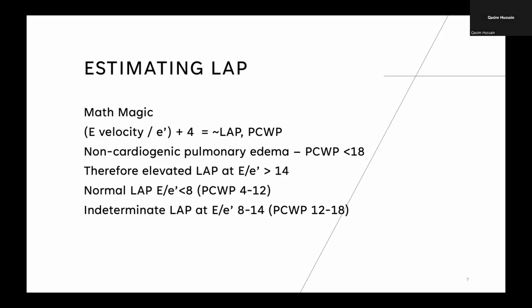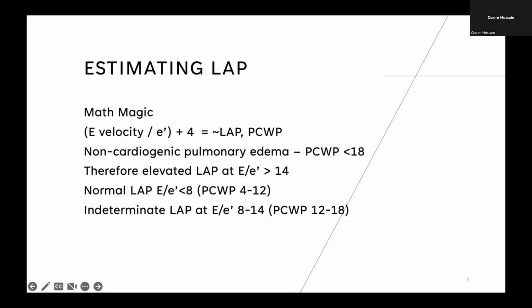So therefore, an elevated left atrial pressure would correlate with an E over E prime ratio of greater than 14. But if you look up what the normal pulmonary capillary wedge pressure should be, it's between about 4 to 12. And that correlates with what a normal left atrial pressure or normal E over E prime should be as well, which is less than 8. Which then leaves this area between 8 and 14, which is kind of a gray area.